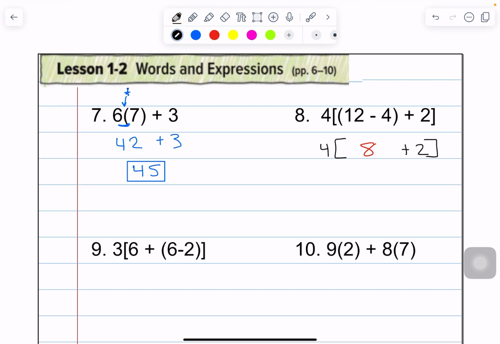So I finish by solving what's inside the bracket, and 8 plus 2 is 10. And again, when a number is right next to a parenthesis or bracket, that means to multiply, so the answer would be 40. Notice I'm boxing in my answers and I'm working my way down, showing the steps.